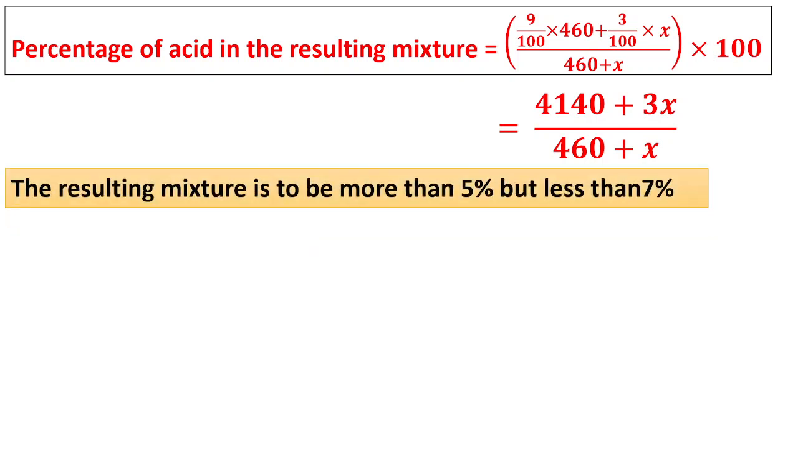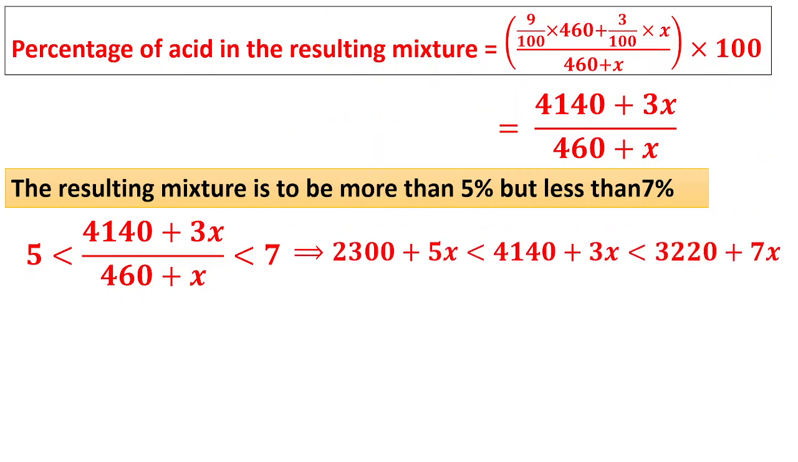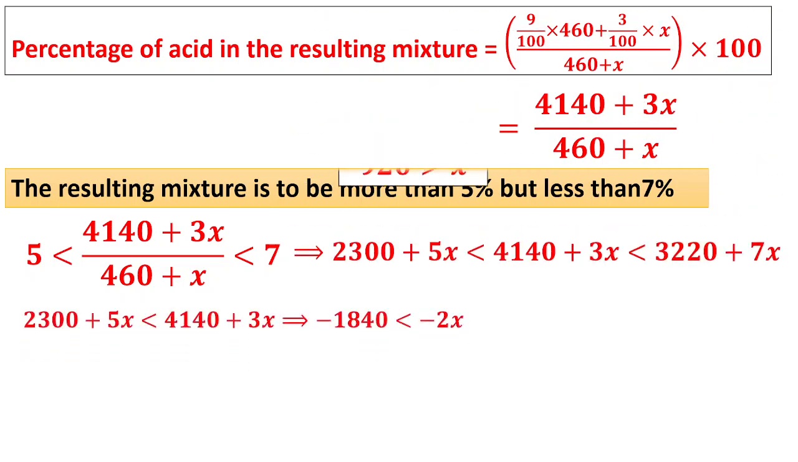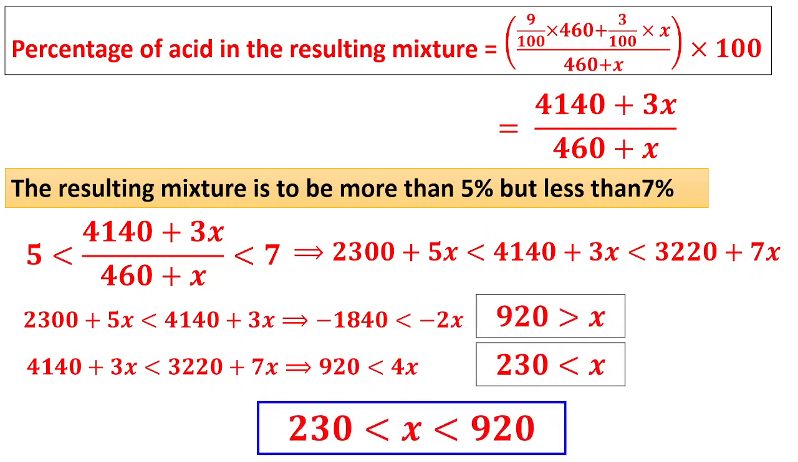Well, now the resulting mixture is to be between 5% and 7%. Since I have already taken the percentage of acid in percentage, I can directly go for this inequality: 5 less than (4140 plus 3x) upon (460 plus x) less than 7. Simply take LCMs and cross multiply, and you will get 920 greater than x. And when you take the other part of the inequality, you will get 230 less than x. Therefore, x lies between 230 and 920.